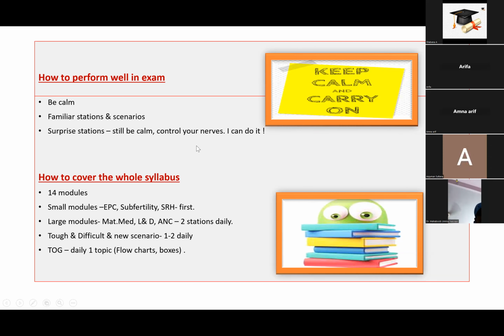And if in the previous station you were not able to perform well, please don't be upset. Carry on with your next task. Just forget about the previous station. Keep calm and carry on. This really helps in the exam.